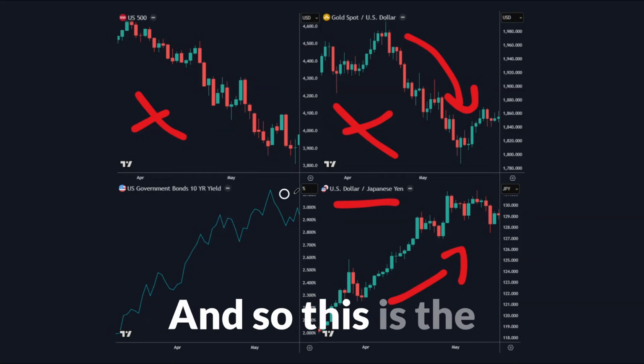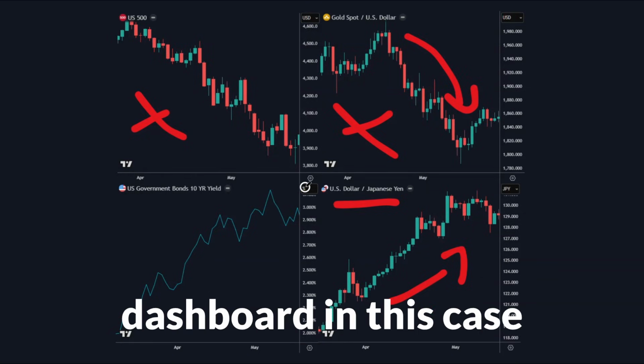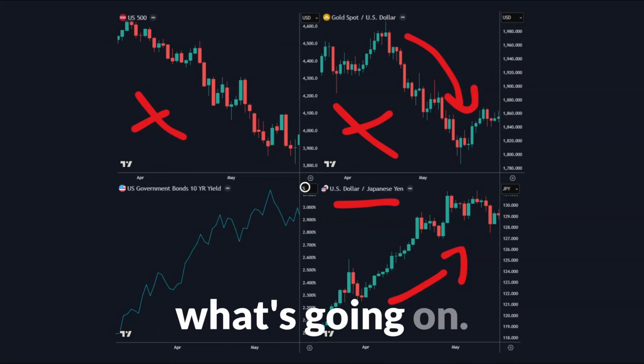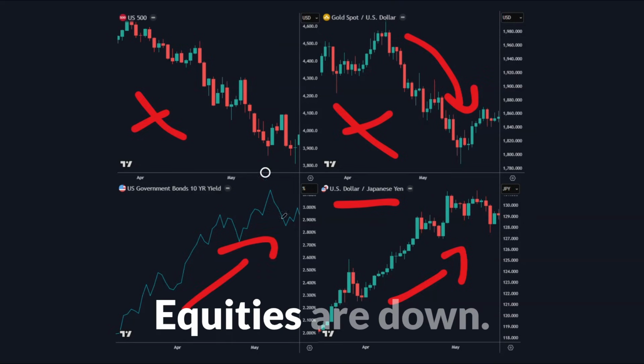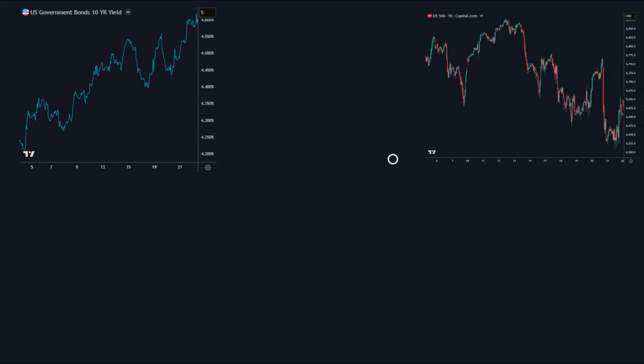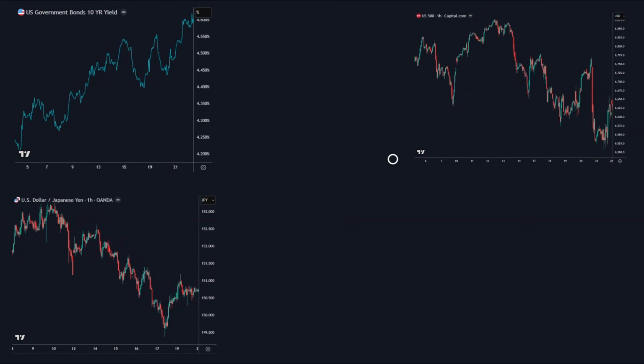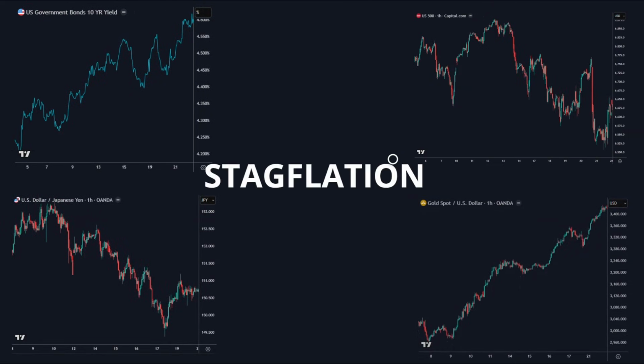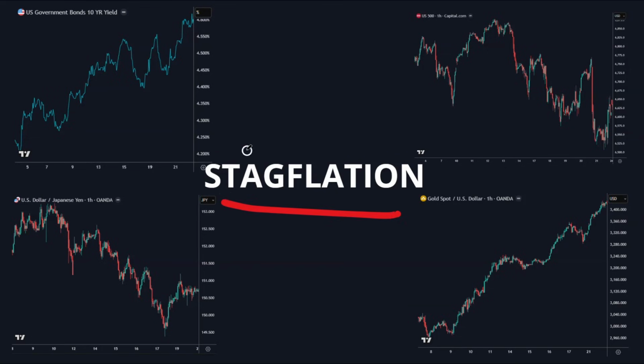And so this is the dashboard in this case that tells you exactly what's going on. Yields are up. Equities are down. It's a hawkish risk-off type of sentiment. And then occasionally, very rarely, you will see something even more particular. Yields are rising, equities are falling, USDJPY is falling, and gold is rising. This is stagflation sentiment. That's the market realizing that growth is slowing, but inflation at the same time is rising.